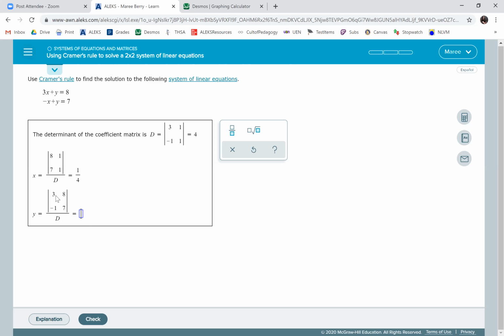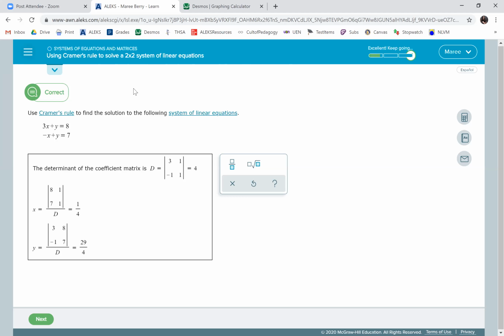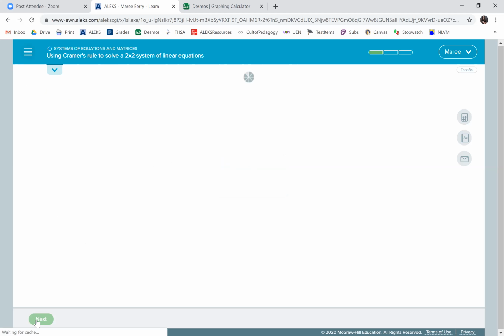And we have 3 times 7 is 21 minus a -8. So 21 plus 8 is 29, and then we're still going to divide that by 4. So that would be our answer to the solution here. That's what x would be and y would be. It's where these two lines are going to intersect. So we'll do that again.